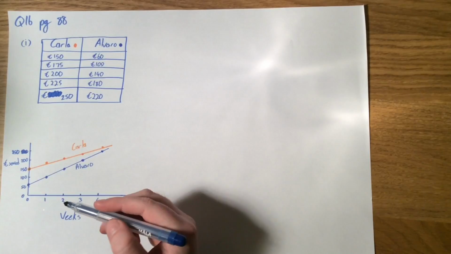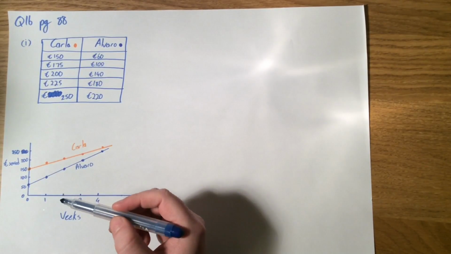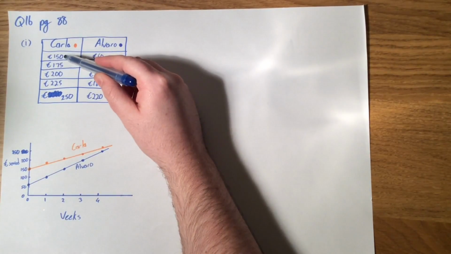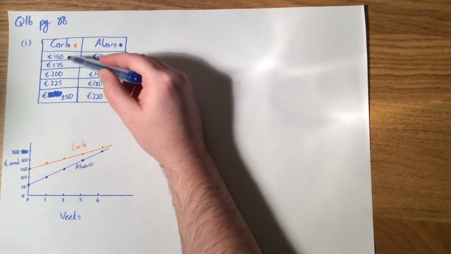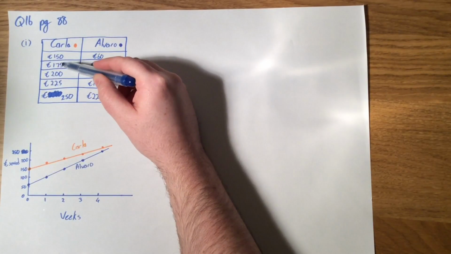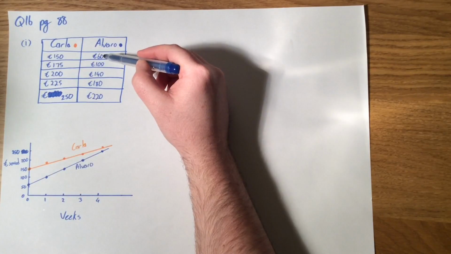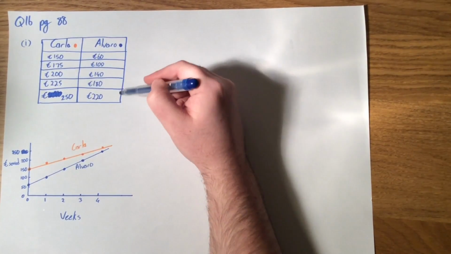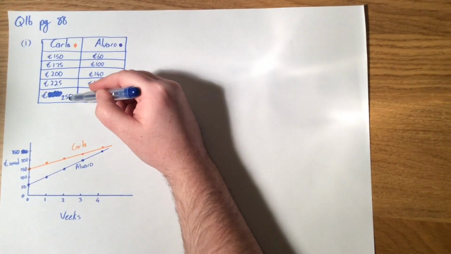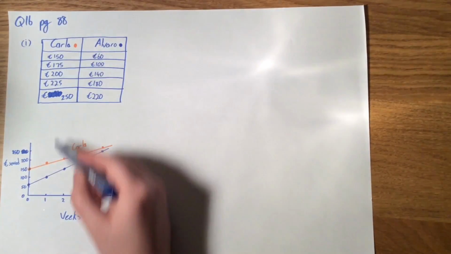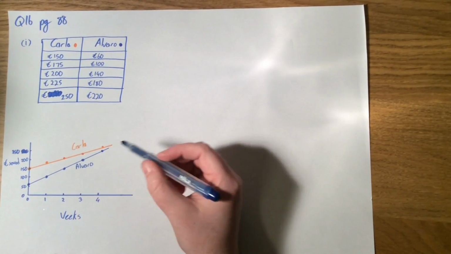So it says, show how much each will have saved in 4 weeks using a table and 2 graphs. So week 0, I suppose, they would have had €150 and 60. Carla's going up by 25 every time. So 150 plus 25 is 175, 200, 225, and 250. Alvaro is going up by 40: 60, 100, 140, 180, 220. Right? So after 4 weeks, Alvaro has 220, Carla has 250, and I've just represented this information on a graph. Orange for Carla, blue for Alvaro.